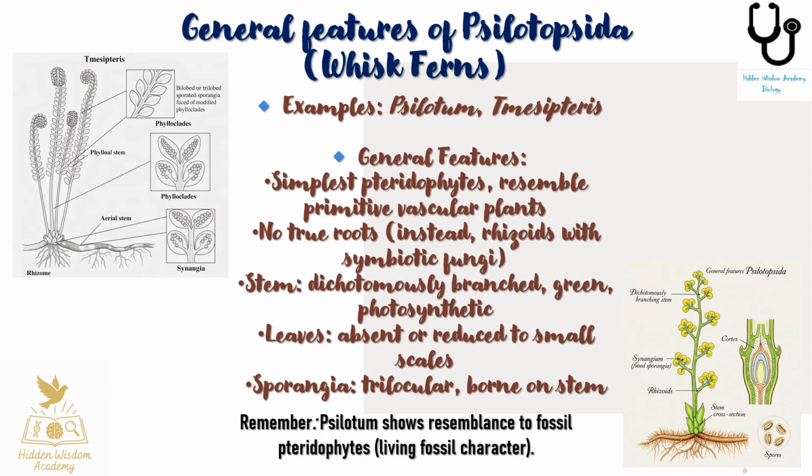Leaves are absent or very small. Sporangia are trilocular and grow on the stem. For NEET, remember Psilotum is a living fossil, similar to ancient Pteridophytes.